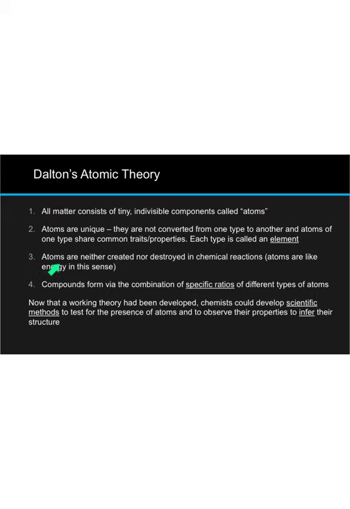Postulate 3 says that atoms are neither created nor destroyed in chemical reactions. They might just alter or change how they are arranged and what other atoms they bond with. Postulate 4 says that compounds form from a specific set of ratios of combinations of different types of atoms, so that water, for instance, can only form when 2 hydrogens and 1 oxygen atom get together.